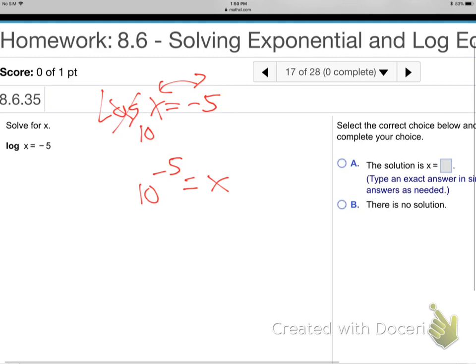Everybody good so far? Now what's a negative power do? Flips it. So this is 1. And then the power becomes positive after the flip. 10 to the 5th, that just means 5 zeros. 1/100,000. Yep. And there we go. Is that good? Questions on that?